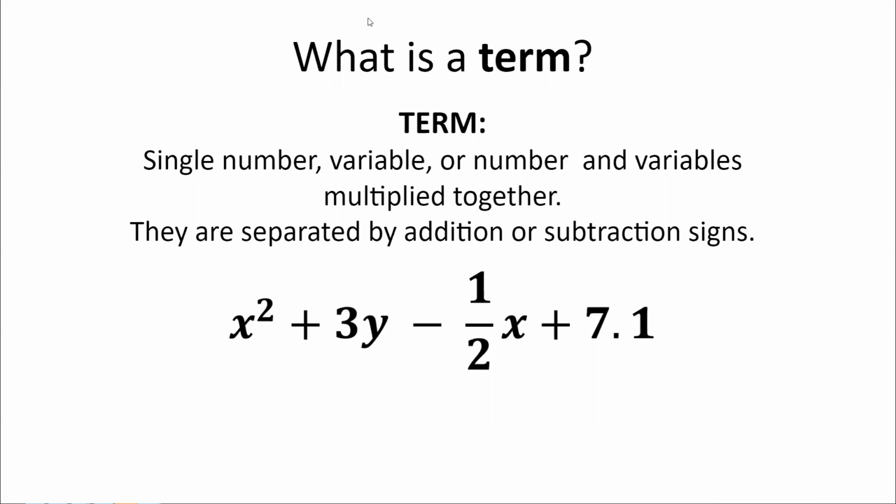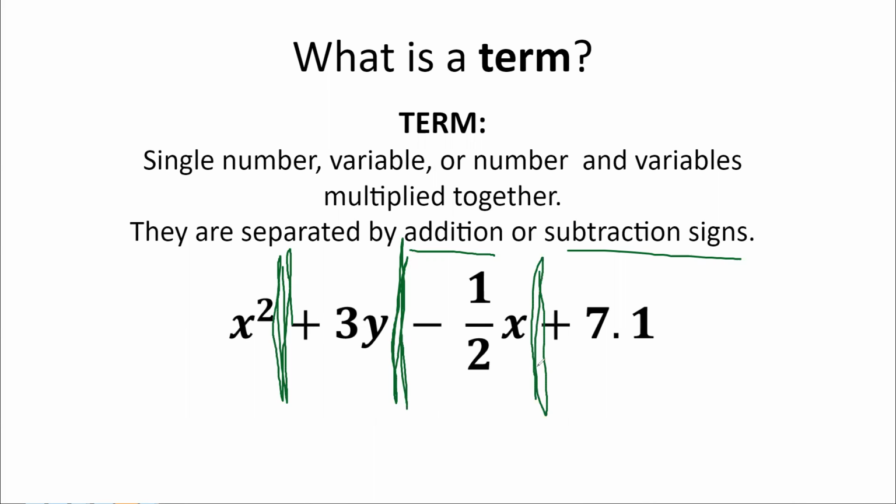And then this last word, a term, means a single number, variable, or number and variables multiplied together, and they're going to be separated by addition or subtraction signs. So that's what I'm going to be looking for, addition or subtraction signs. I see an addition sign there, so I'm going to draw a huge wall right before that addition sign. And I'm going to do that to every single addition or subtraction sign that I see. I'm going to draw a big wall between them. And then when I have that big wall, I can figure out my different terms.